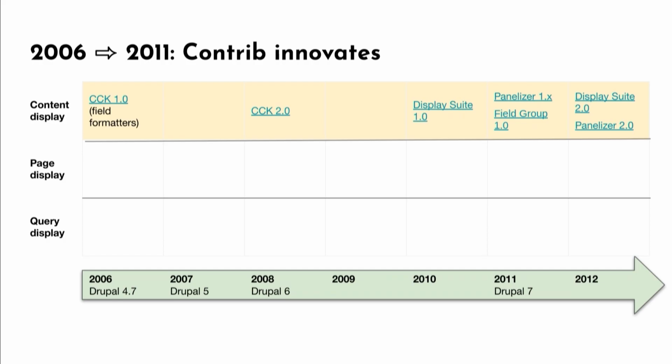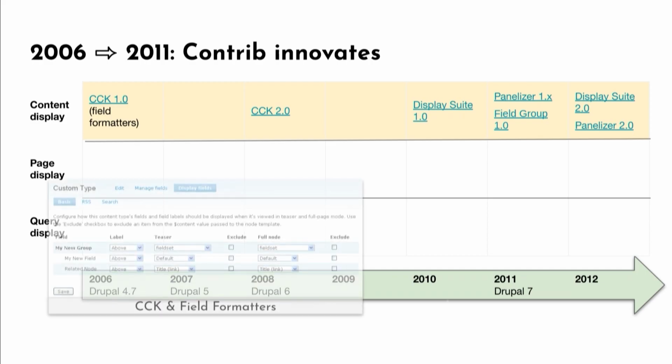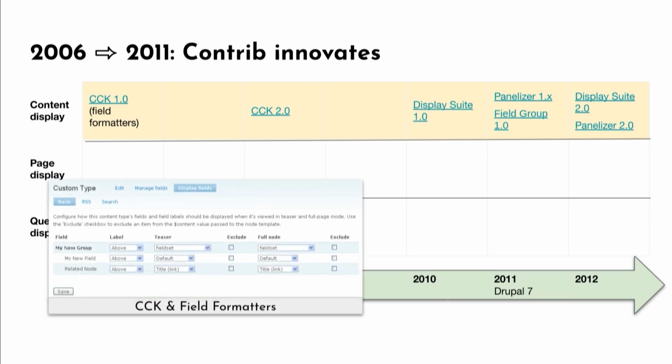It was crazy. Then we got CCK2 and Display Suite. Display Suite was a big thing too, because it was bringing blocks and layout to the content display, as we already have with Layout Builder. Then we got Panelizer, which is doing kind of Display Suite and field groups. Content display was pretty full featured in 2012. And those tools are still familiar today.